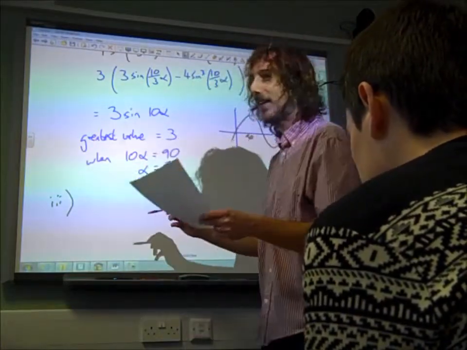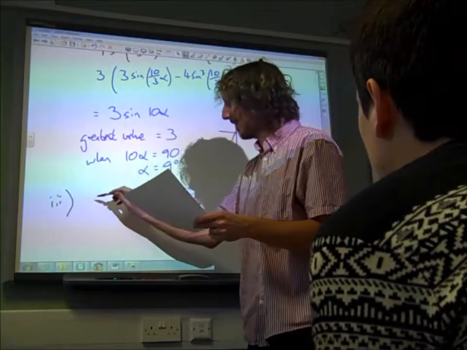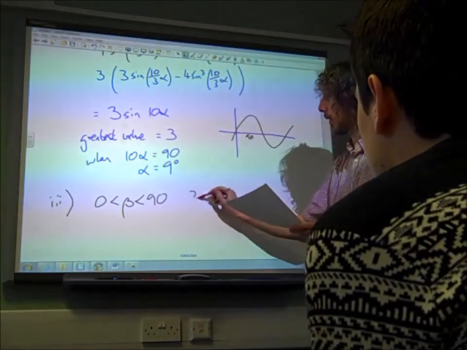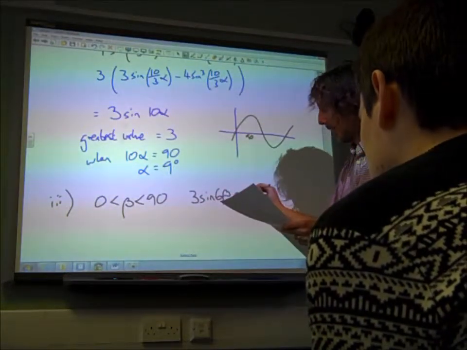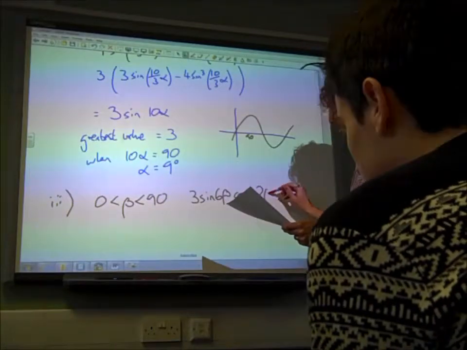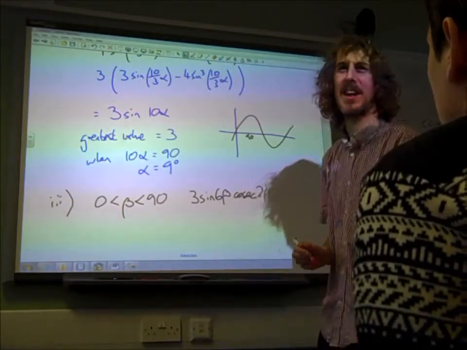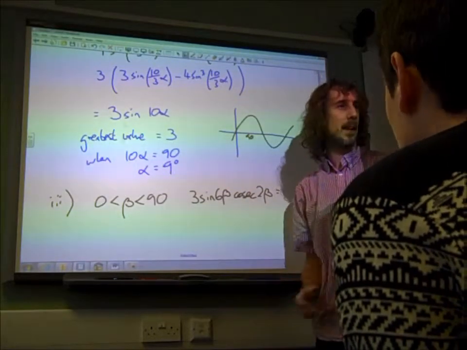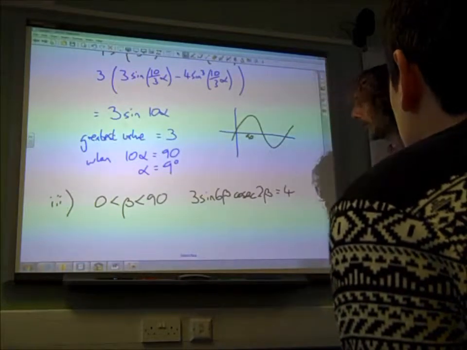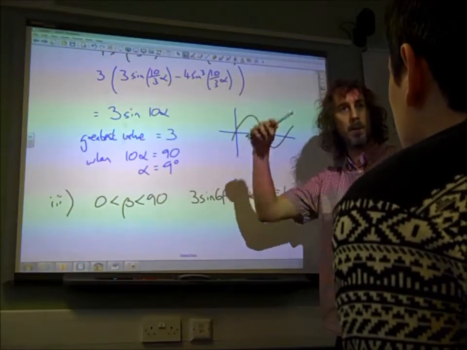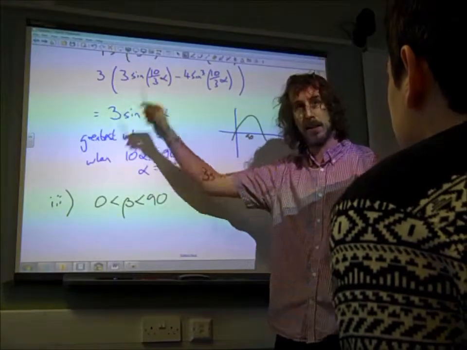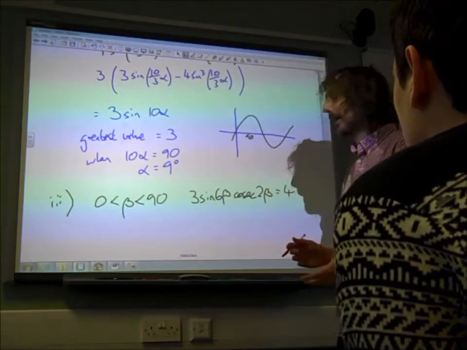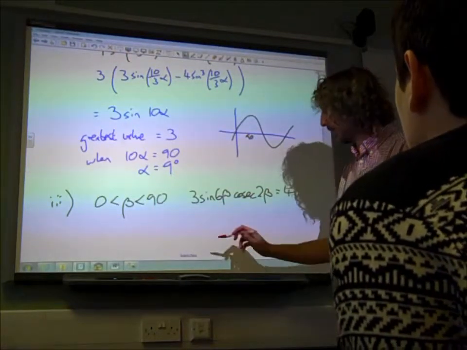Part 3. Solve for beta between 0 and 90 the equation 3 sine 6 beta cosec 2 beta equals 4. Now that looks like a horrific monster. It's 6 marks. If you come into that without having done anything else, then you've got some work to do to solve that. But this is part 3 of a 3-part question, and it's labelled parts 1, 2 and 3, not A, B and C. So that's a suggestion that it all links together somehow. So we're going to have to try and link this together somehow and see what can be done.